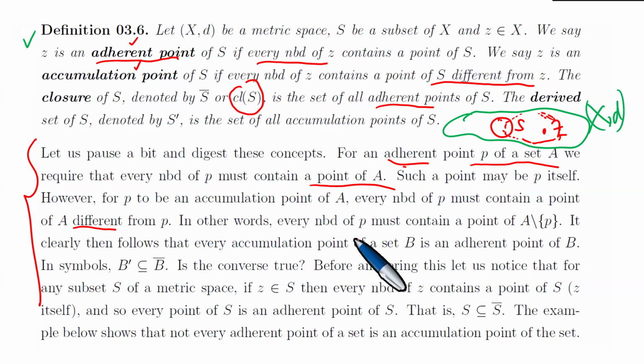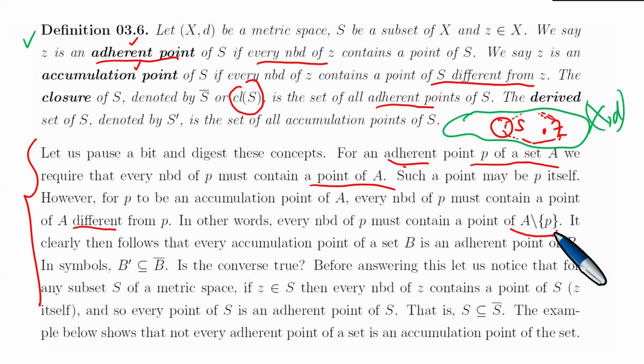In other words, every neighborhood of P must contain a point of A minus P, a point of the complement of P, because it must be different from P. It clearly then follows that every accumulation point of this. Sorry, Sunshine, can you just explain that last sentence?